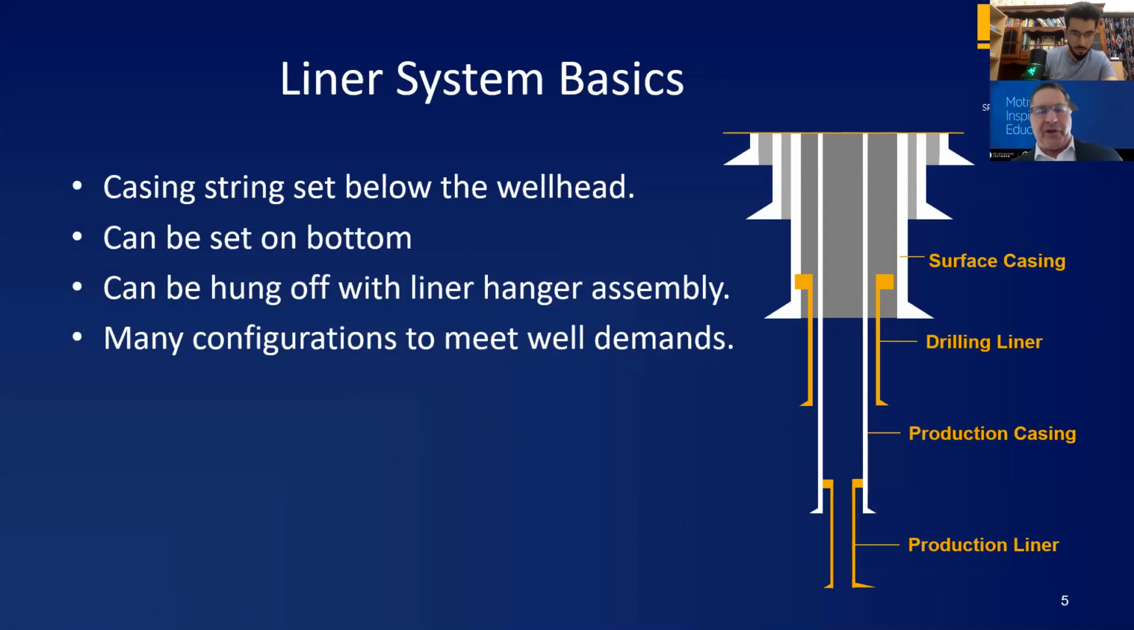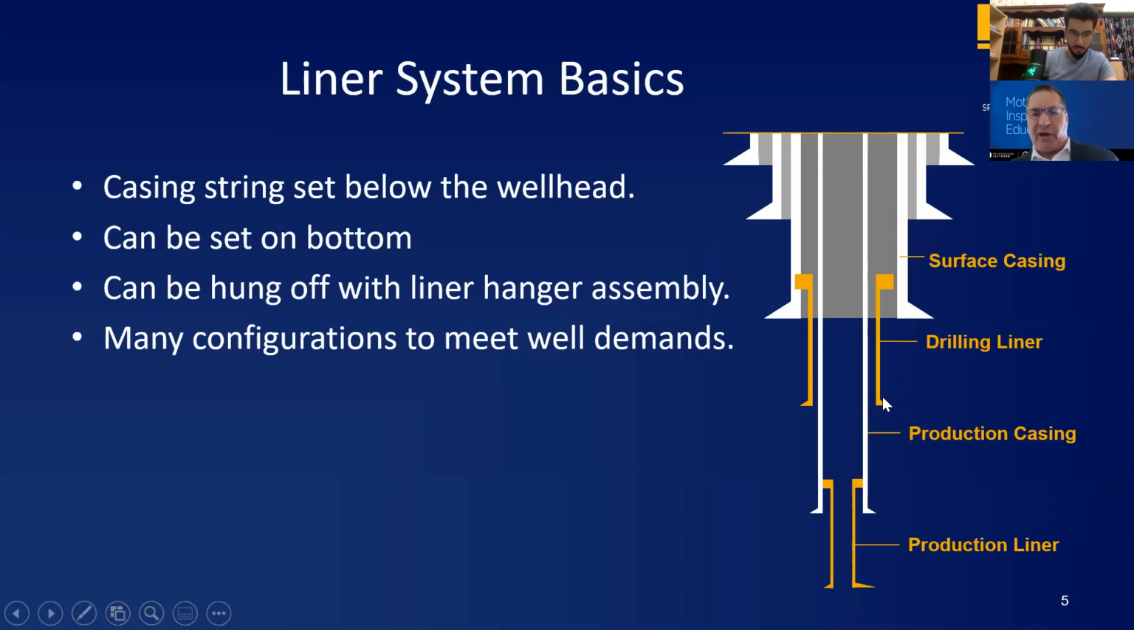There's many configurations to meet the well demands. For example, in this drawing I've got here on the right, you've got a drilling liner, which is basically an extension of the previous casing string, in this case surface casing, to give you a higher fracture gradient without having to run a complete casing string to the surface.